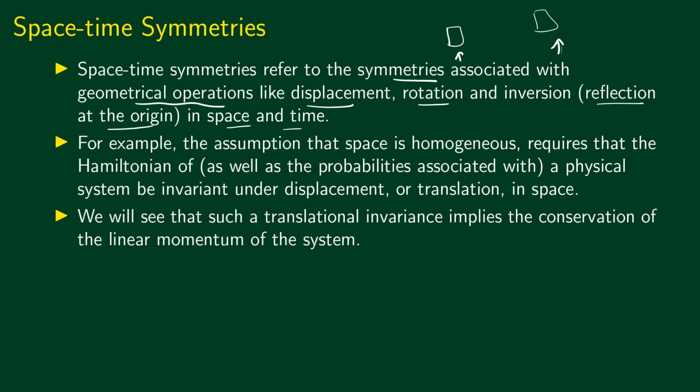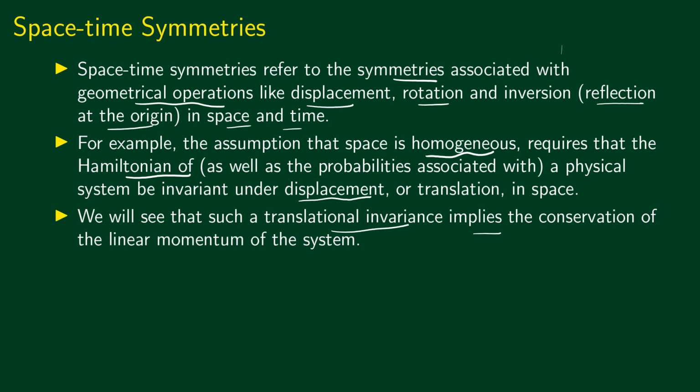But if the physics does not change by translating the system in space, then we say that the system has a translational invariance. So we can say that homogeneity of space actually comes from a translation invariance or a translational symmetry. We can demand that the behavior of the system does not change under a translation by requiring that the Hamiltonian of the system is invariant under that particular displacement. In general, we can call a transformation a symmetry transformation if the Hamiltonian of the system does not change under that particular transformation.